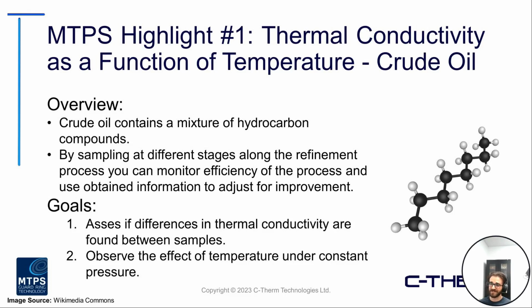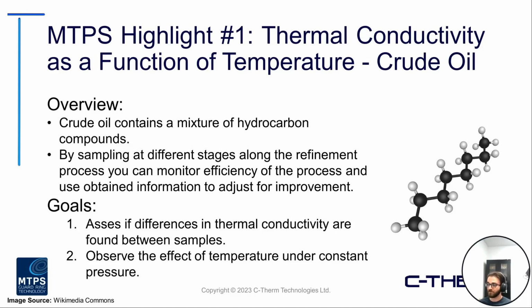In this example, what we're looking at is, if you take samples at different stages along the refinement process, once these hydrocarbons are extracted, they have to go through refinement and modification in order to be used and turn into gas, oil, things like this. By sampling at these different stages along the process, you can obtain some interesting information about the material through the conductivity measurement. These can be used to adjust for improvement.